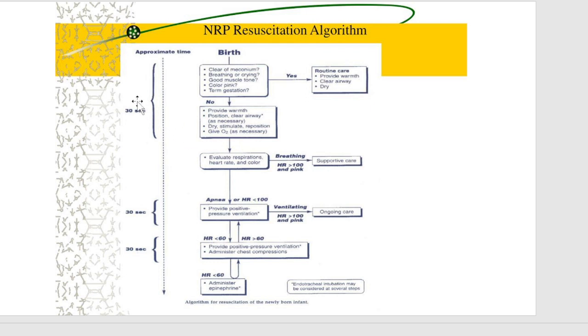This is all in the first 30 seconds, and after providing all these things, once again you check and evaluate respiration, heart rate and color.